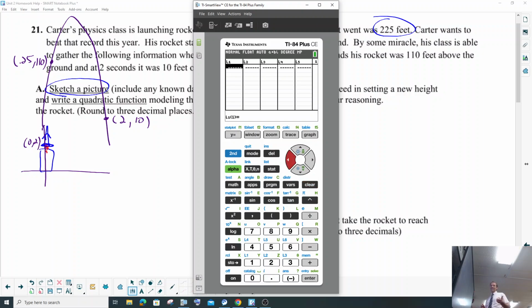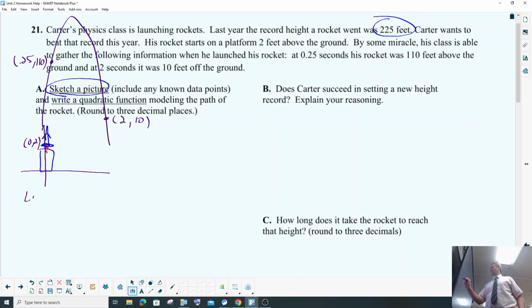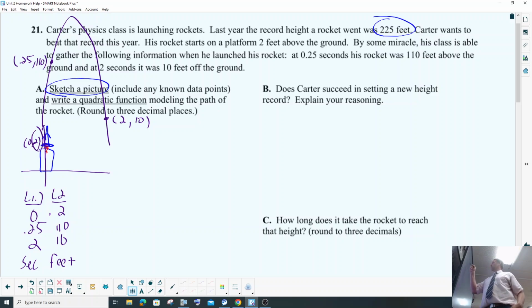So remember, list 1 is going to be the x values. And so our x values for list 1 are 0, 0.25, and 2 seconds. So that's all the seconds. And then our feet is going to be L2. That's going to be our y values, L1 and L2. And so remember they've got to match up. So 0 goes with a 2, right? And then the next one is 110, and then back down to 10. So boom, then boom, then boom. So make sure those all match up accordingly.